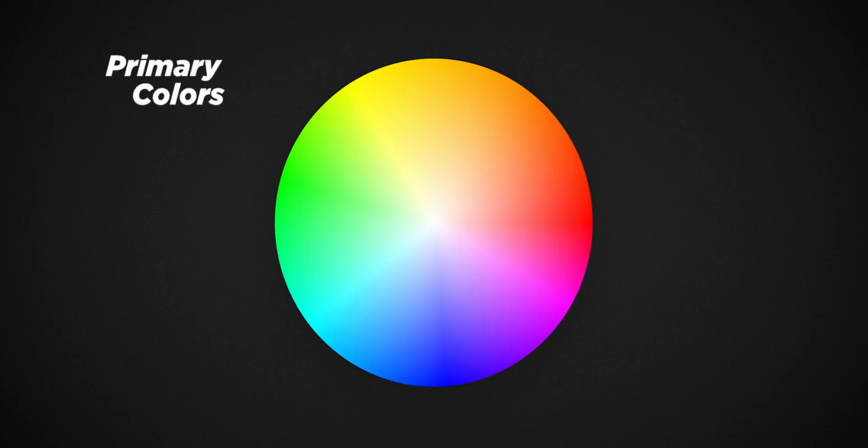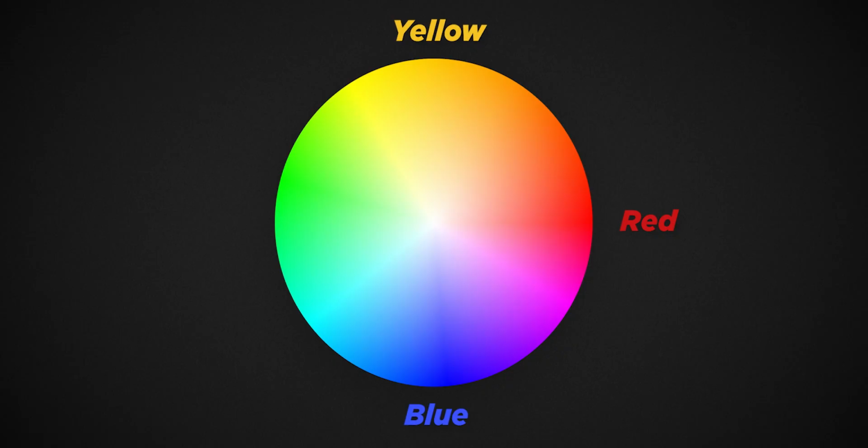And so on the color wheel, at its most basic, you have your primary colors, which are red, yellow, and blue, of course. Red, yellow, and blue, the primary colors, are the three colors that can't be created by mixing other colors together. So you can't mix two other colors to create red. Red just simply exists.